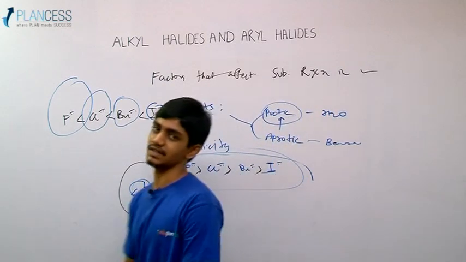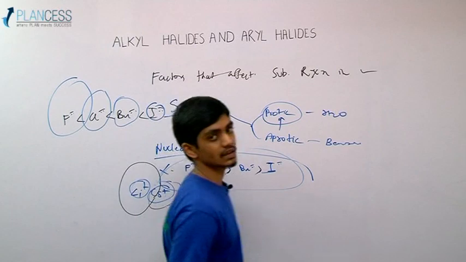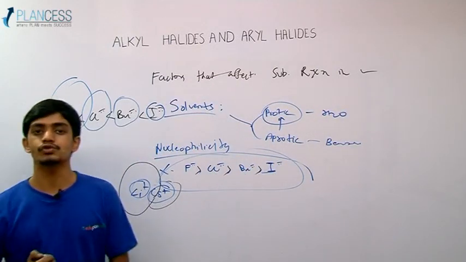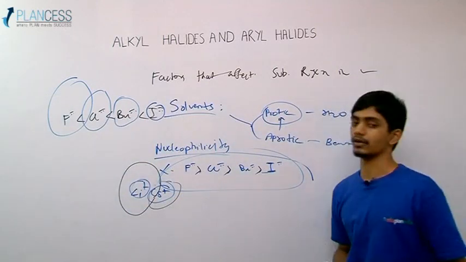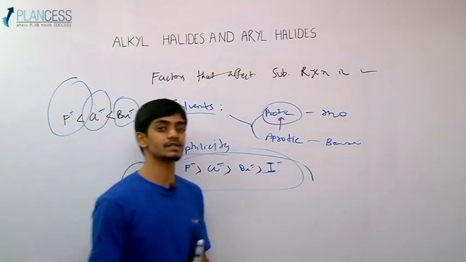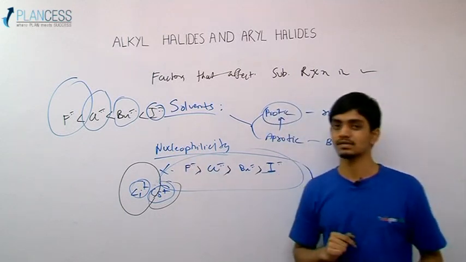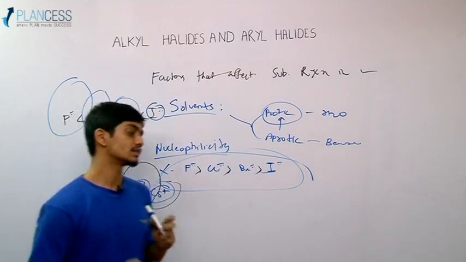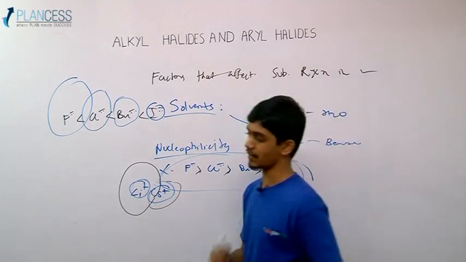What happens in the gaseous state? Suppose these were not present in any solvent, and the substitution reaction is happening in the gaseous state, that is, there is no solvent present. Then in that case again this order is followed, because in the gaseous state the only property which you can observe is the basicity, or more properly the size of this. The size of F minus is very small as compared to I minus, and hence the charge density is more in case of F minus, and it is a better nucleophile.